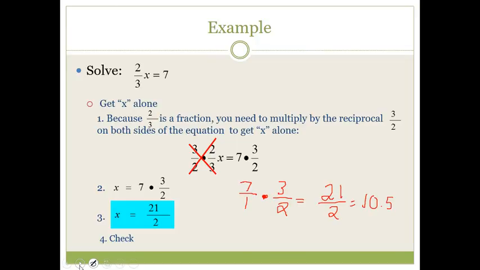Finally, we got the answer 21 over 2, or 10.5. We'd want to check to make sure that is indeed the correct answer. So let's say I took the number 10.5 and I plugged it in for x in our original equation, right? Then 2 times 10.5 divided by 3 should equal 7. And you can go ahead and check that on a calculator to verify that it indeed does equal 7. You could also work directly with the fraction.